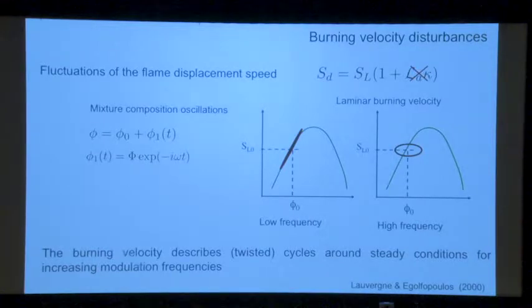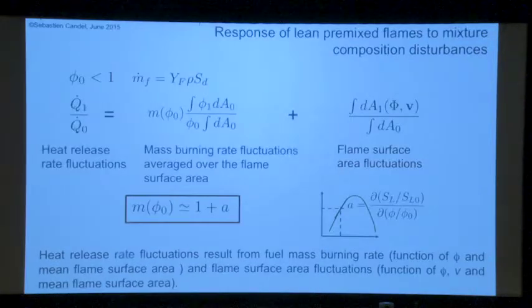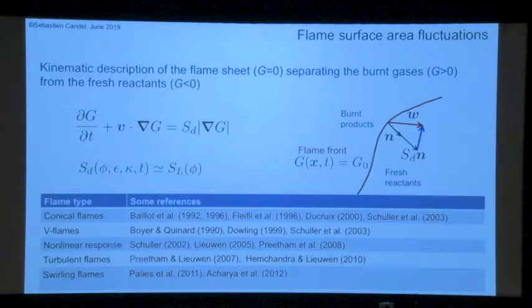We do not consider the changes associated with the curvature, the Markstein lengths, and this term; let's consider that it's negligible. However, we consider here the changes in SD because there is a good slope here. When you change the equivalence ratio, you change the burning velocity to a good extent. So once we have that, we can actually write this response. And a lot of work has been done on that.